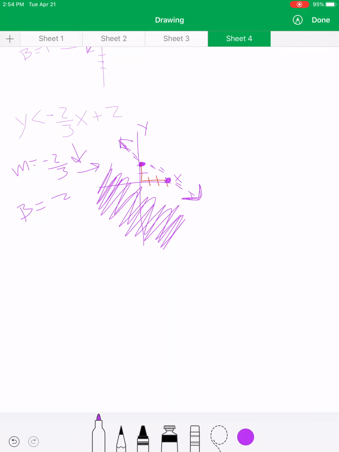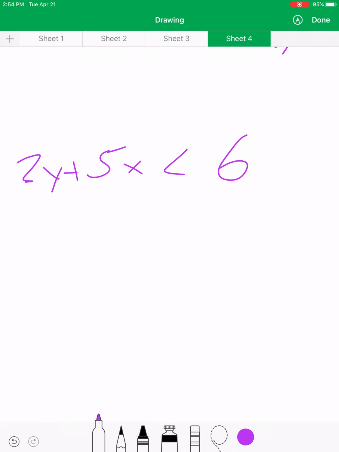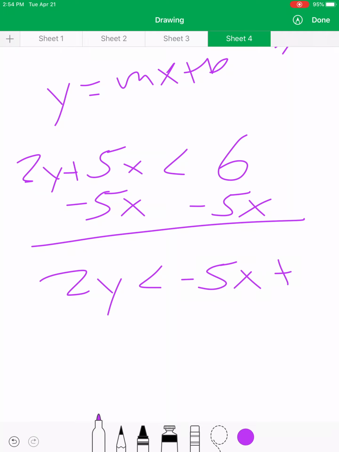Let's do another one here. How about something like this one? All right, we have 2y plus 5x is less than 6. Now, you know that you're supposed to be in y equals mx plus b format. So you need to solve for that. I need y by itself. So first thing, minus 5x, minus 5x. That gives me 2y is less than negative 5x plus 6.